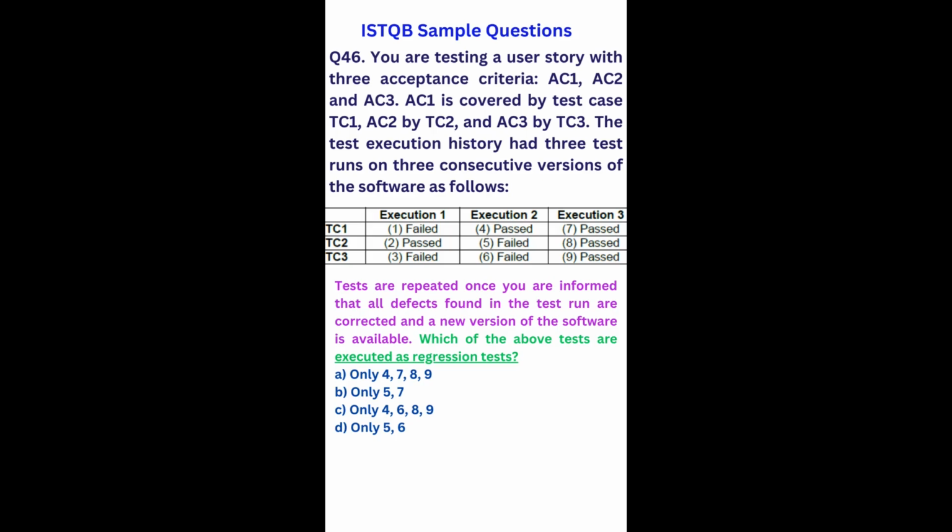Question 46. You are testing a user story with 3 acceptance criteria: AC1, AC2 and AC3. AC1 is covered by test case TC1, AC2 by TC2, and AC3 by TC3. The test execution history had 3 test runs on 3 consecutive versions of the software as follows. Tests are repeated once you are informed that all defects found in the test run are corrected and a new version of the software is available. Which of the above tests are executed as regression tests?